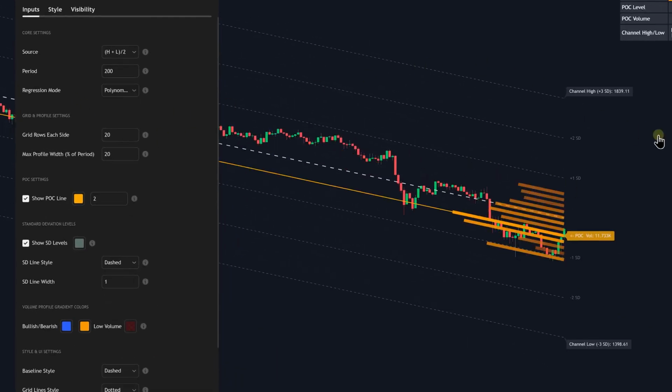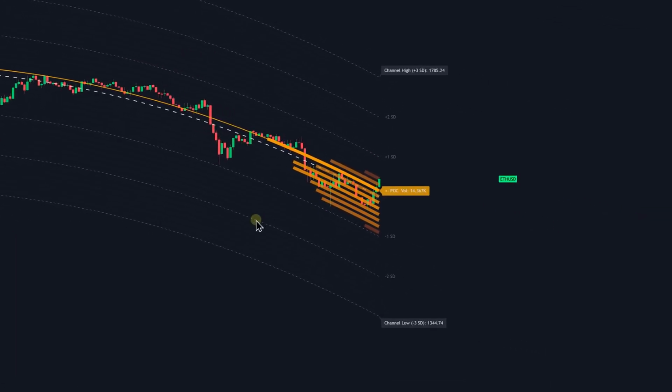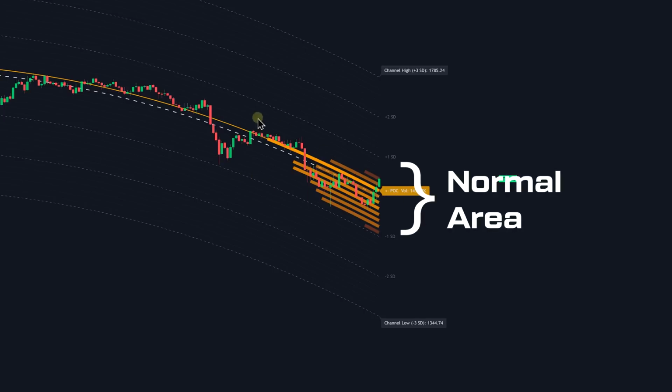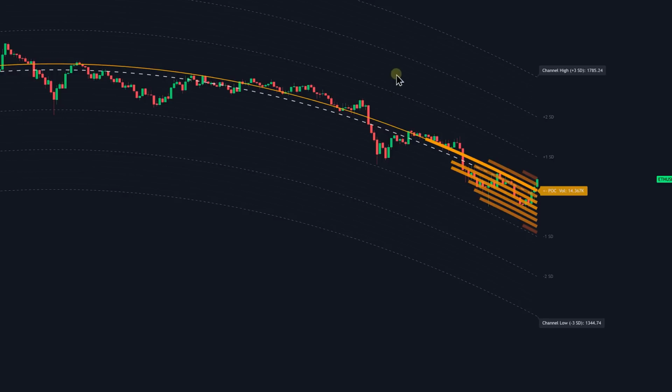The second component is the standard deviation channel. These are the curved bands above and below the regression baseline. You'll usually see bands around the +1, +2, and +3 standard deviation areas, and the same thing below the baseline. These bands help show when price is near fair value, when it is stretched, and when it is at a statistical extreme. The middle of the channel is the normal area. The outer bands are where price becomes more extended. So when price reaches the upper side of the channel in a bearish trend, we start thinking about possible rejection. And when it reaches the lower side of the channel in a bullish trend, we start watching for a possible bounce.